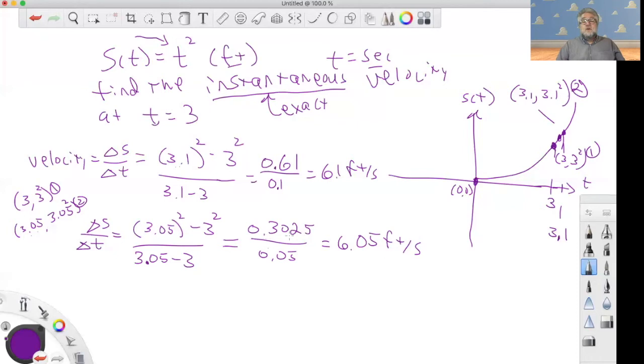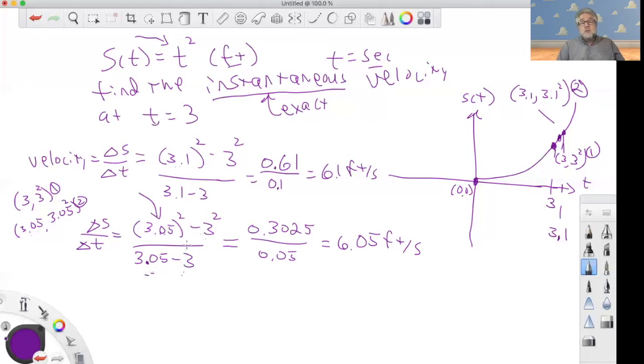Well, this must be more accurate because the space between these two points is less. But they're not exact. They're not the same. So what do I want these two numbers to be? What do I want to use here so that I can get exact? How much space should there be between T2 and T1? Yeah, the space between them should be 0.